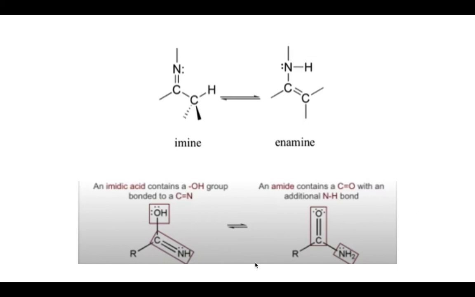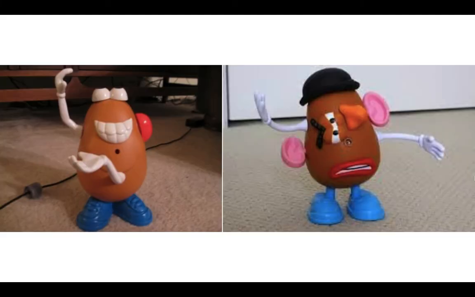The third type is the amidic acid-amide tautomerization. Amidic acid contains an OH group bonded to a C=N double bond. The amide contains an NH2 group bonded to a C=O double bond. So as you can see, the double bond switched from between the oxygen and carbon to the carbon and the nitrogen.